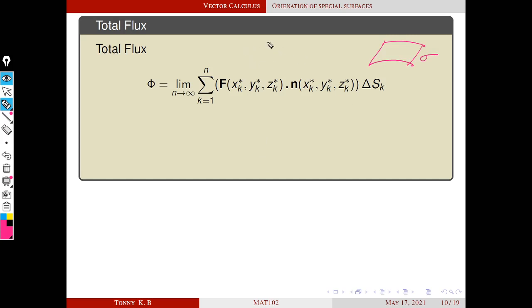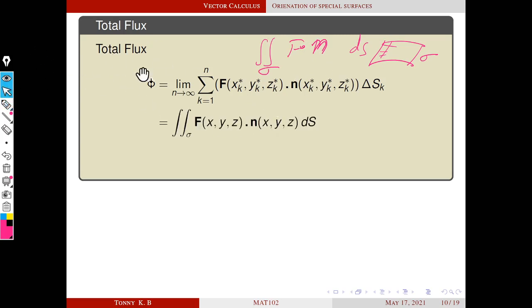Yes, this is exactly a double integral. Delta sk is the area of the patches of the surface sigma, so this integration is along the surface sigma. You got it? So this is a surface integral, a double integral over surface sigma. What is inside? Inside is f dot n. So this is exactly our surface integral, and we can evaluate our total flux using this surface integral formula: double integral over sigma of f dot n ds.